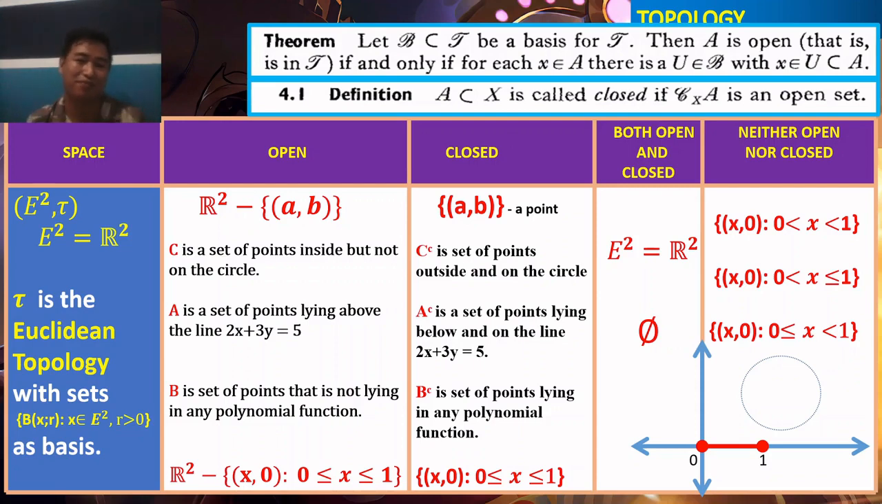Okay, now next. Another example, A. A is a set of points, so pwede siya any letter. Ako lang nang gitang-ag A diha. Basta set siya of points lying above the line 2x plus 3y equals 5. So, kung naka-graph class diha, set of points nga above sa line. Wala apil ang line. Wala pa apil ang points nga nasa below sa line. Tama. So, that is open.